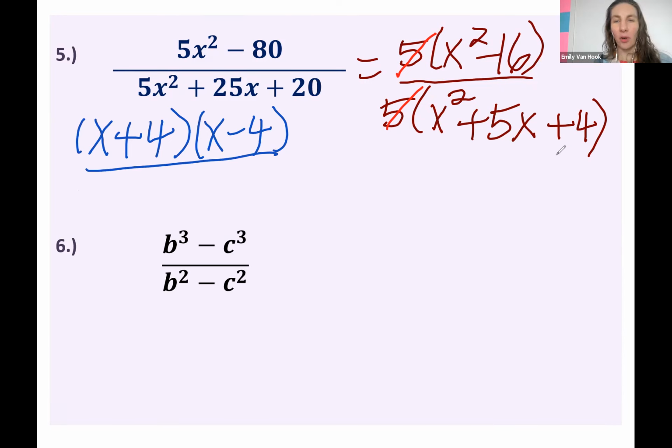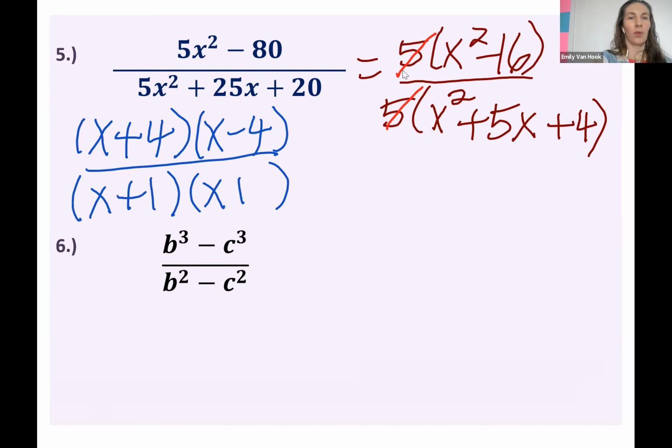And then the trinomial in the denominator, 3 terms, x squared plus 5x plus 4. We set up 2 parentheses. They both start with x. And we're going to need factors of 4 that add to 5. So it's not 2 and 2, it's going to be 4 and 1. So I'll do plus 1 and plus 4. Or you could write plus 4 plus 1. Same idea, same thing. The order doesn't matter as long as you have both of those numbers.